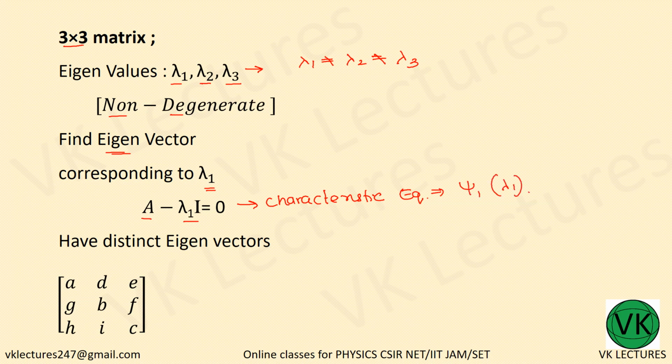Now if you want to find psi 2, you have to use 2 instead of 1 in this characteristic equation, so you will get psi 2 corresponding to lambda 2. Similarly, you can get it for lambda 3, and all these values psi 1, psi 2 and psi 3 will be distinct. They do have distinct eigenvectors for non-degenerate eigenvalues.